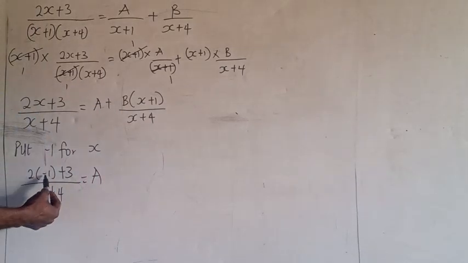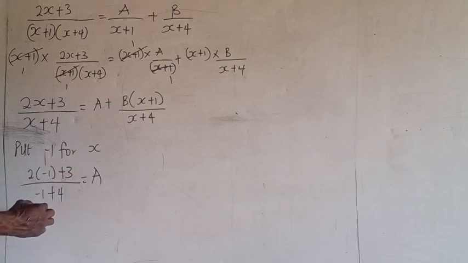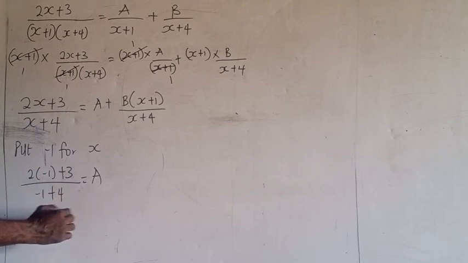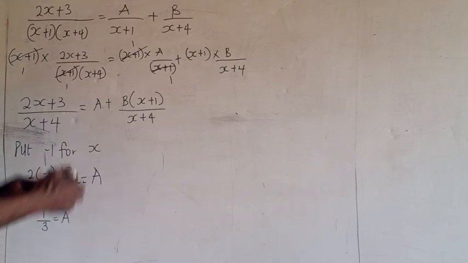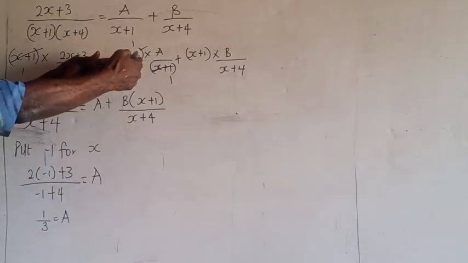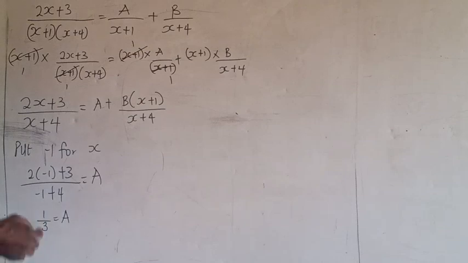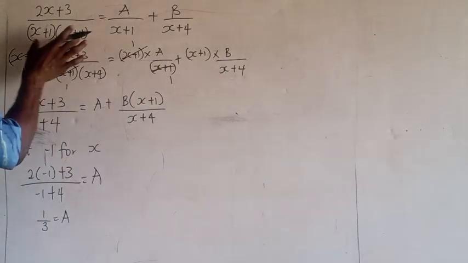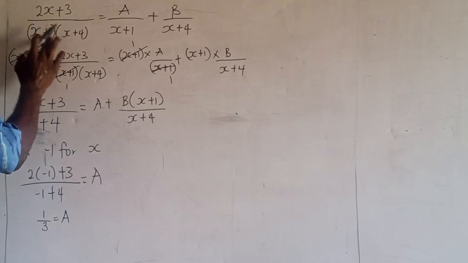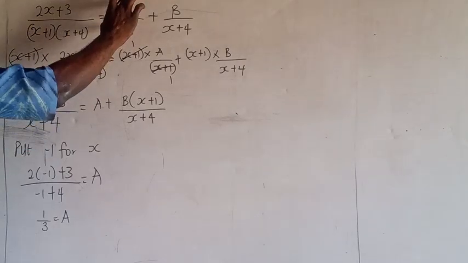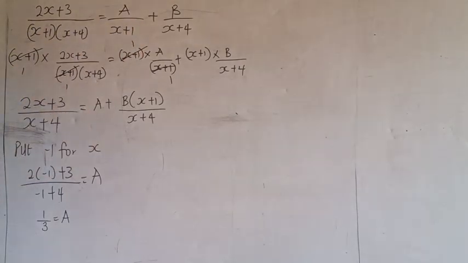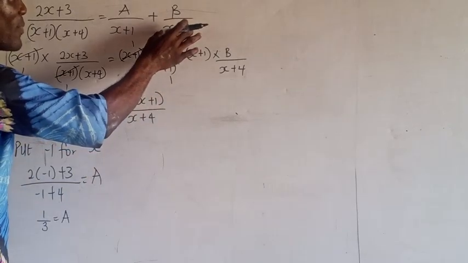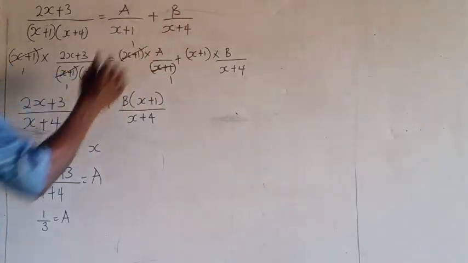With that said, 2 times minus 1 is minus 2. Minus 2 plus 3 gives us 1, over minus 1 plus 4, that's 3, equals A. With this, we just got the value of A. Now the same thing that we did to get A, we'll repeat to get B. Here we multiplied both sides by (x + 1) because (x + 1) is the denominator of A. Now we are going to multiply both sides by (x + 4), the denominator of B.